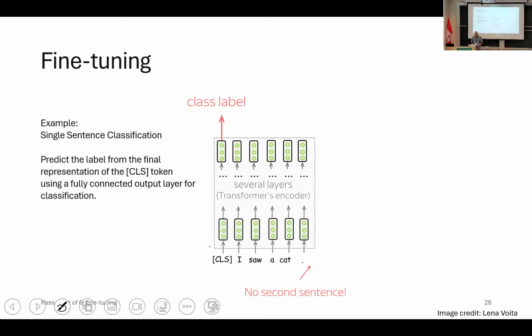What about fine-tuning? So when the pre-training was done, essentially what we had was a foundational model, a model that can, quote unquote, understand language.